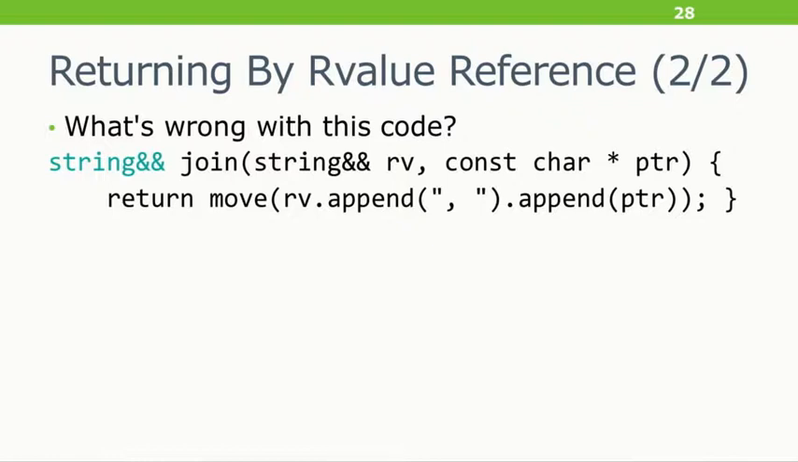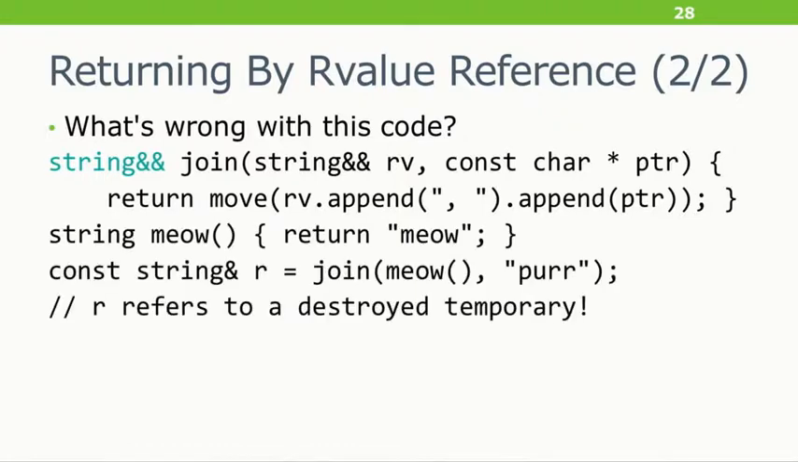Who sees what's wrong? OK, almost nobody. The problem here is very subtle and extremely bad if this join function is instead called operator plus, which is what it was in the standard. Imagine that you have a meow function. At this point, the user has just given up. They say, OK, I'm going to return by value, whatever. Stop hissing at me. And then somebody calls join with that temporary string returned by meow and then whatever string literal. And then they try to bind it to a const string ref.